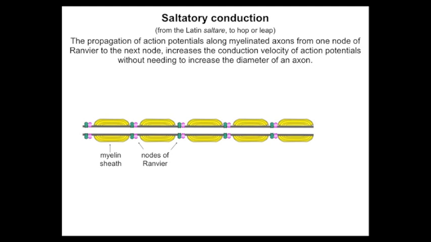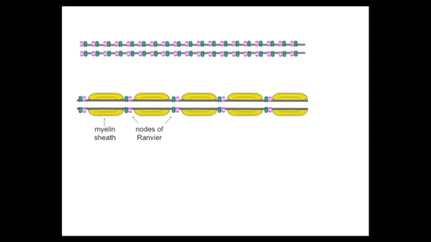So the propagation of action potentials along myelinated axons from one node of Ranvier to the next node increases the conduction velocity of action potentials without needing to increase the diameter of an axon. Now let's compare the conduction velocity in a myelinated and an unmyelinated axon of roughly the same diameter. Remember, in the unmyelinated, the current does not spread very far, and hence adjacent patches of membrane have to generate action potentials, whereas in the myelinated axon, huge amounts of the membrane are just bypassed.